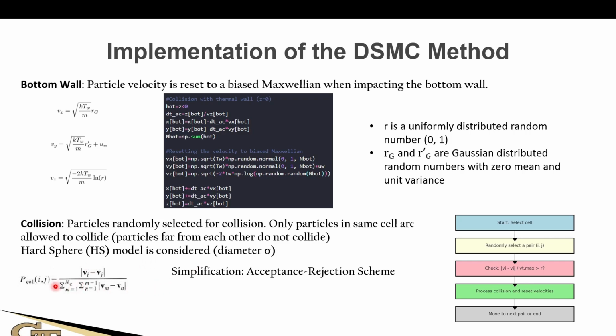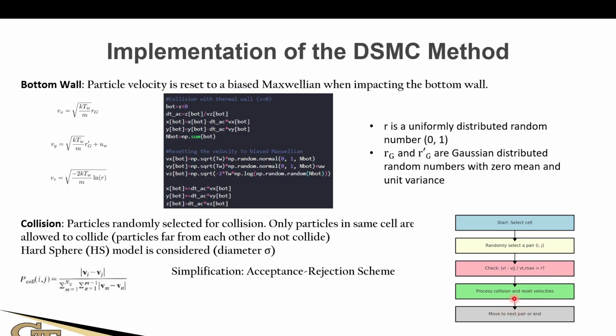Collision is generally implemented using this equation. However, since this is extremely computationally expensive, since there are two summations in the denominator, a simplified acceptance-rejection scheme is used. So here only particles in the same cell are allowed to collide, and they are randomly selected pairs which follow this condition, that is the absolute value of the relative velocity over the maximum value of the relative velocity must be greater than r.